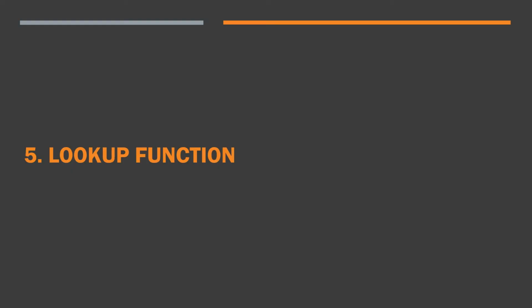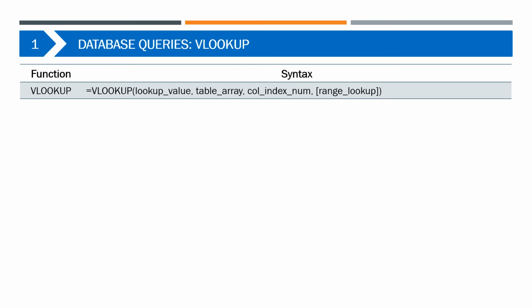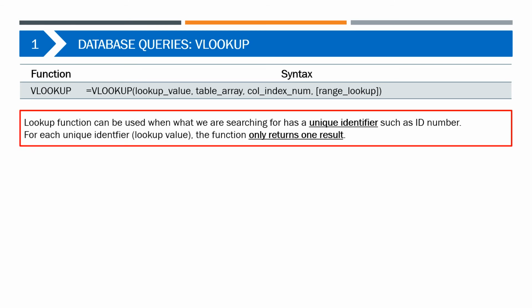Our next discussion is about lookup functions. The first lookup function is VLOOKUP, which stands for vertical lookup. This is the basic syntax of VLOOKUP. This VLOOKUP function makes Microsoft Excel search for a certain value with a unique identifier, such as the ID number of a person or a product, and the function only returns one result.